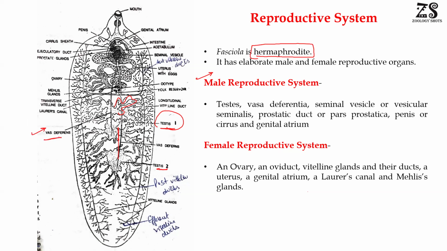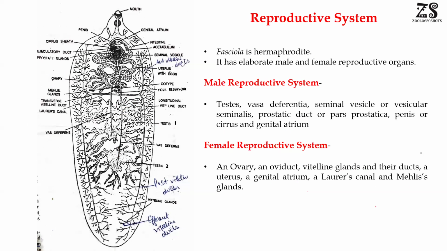Vasa deferentia open into your seminal vesicles, and there are prostate glands in the reproductive system. Then there is a penis, which is also known as cirrus, and your genital atrium. And the female reproductive system consists of an ovary and oviduct, vitelline glands, which basically produce your yolk, their ducts, a uterus, a genital atrium, a Laurer's canal, and your Mehlis' glands. So let's discuss this individually.